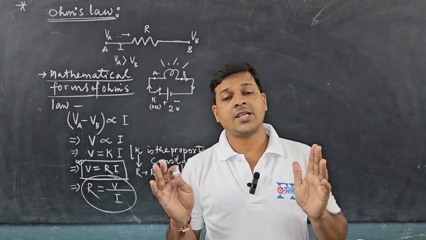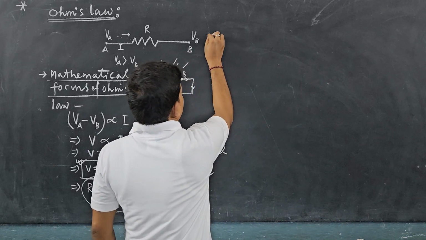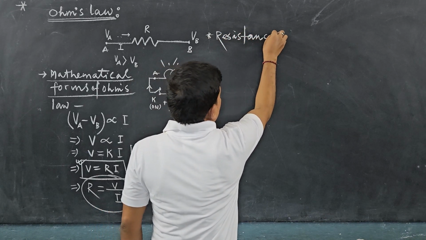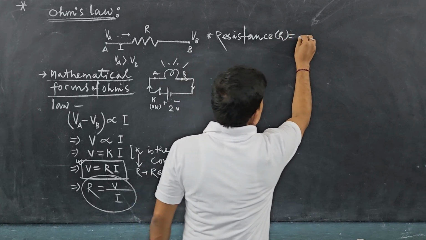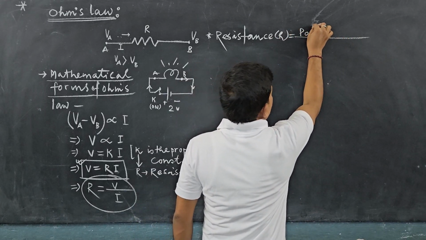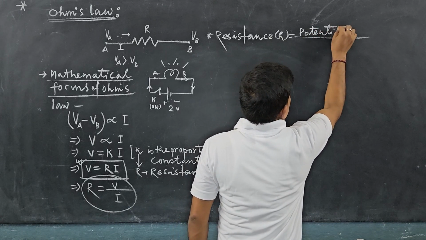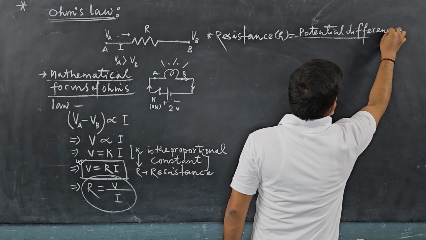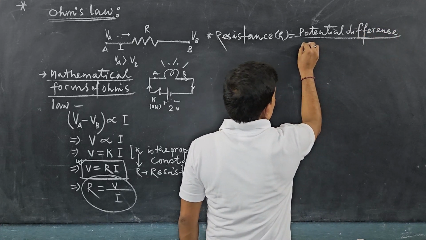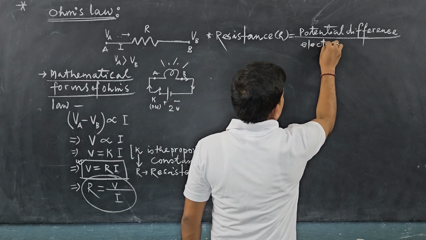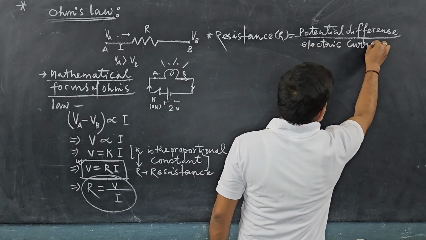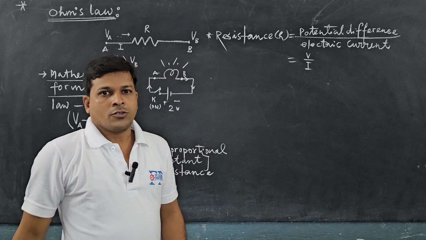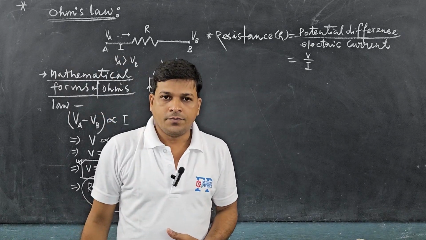From Ohm's law, resistance can be defined as the ratio: resistance R is equal to the ratio of the potential difference to the electric current. That is the potential difference, simply written as PD, divided by electric current. That is equal to V by I. So this is for 1 mark, define resistance from Ohm's law.